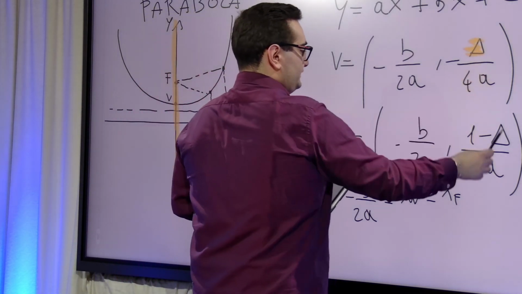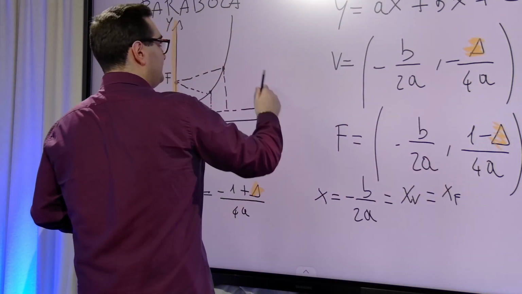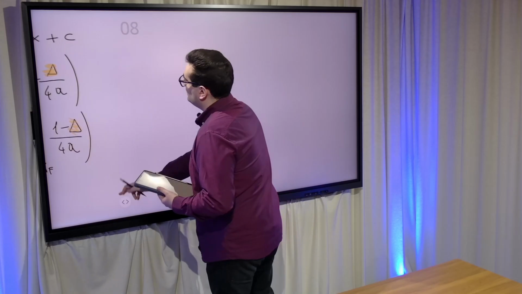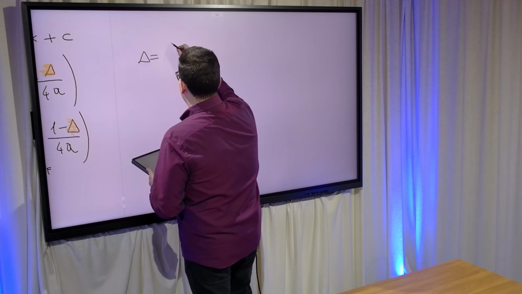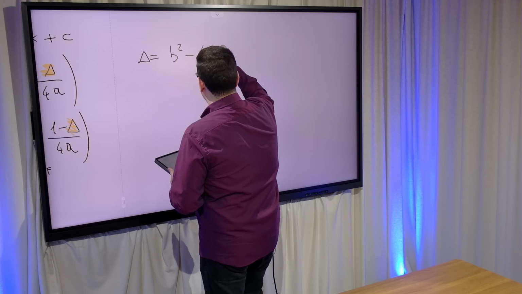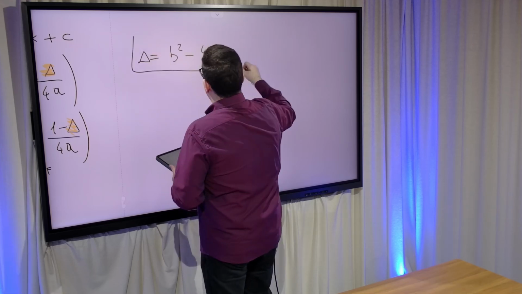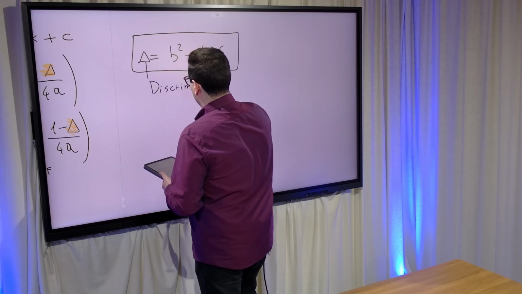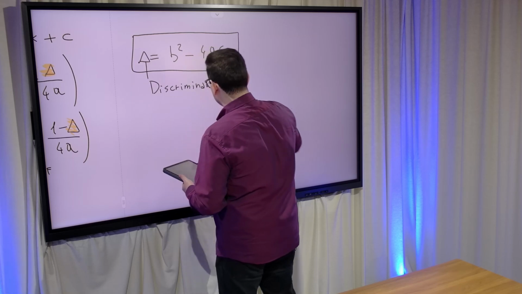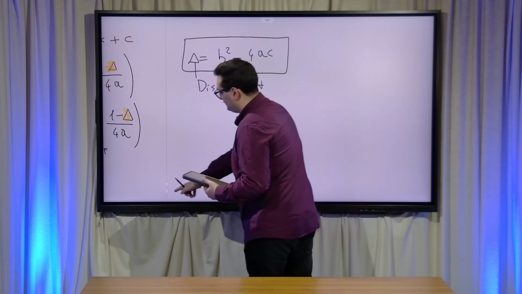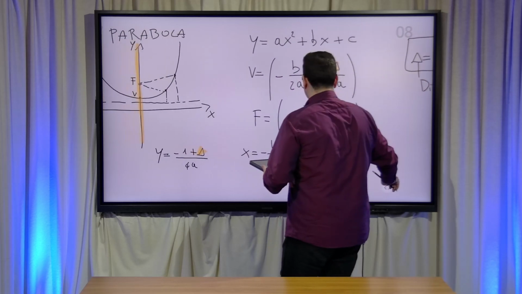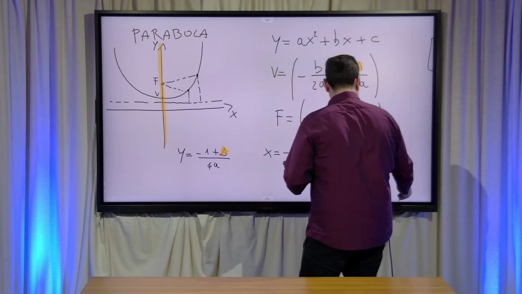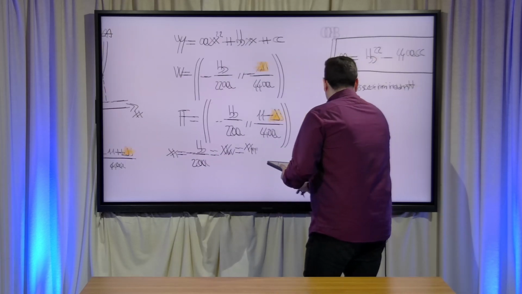But what is delta here, here, and here? Delta is equal to b squared minus 4 times a times c. And this is the so-called discriminant. Okay? So, delta here, here, and here. Okay, let's move on.